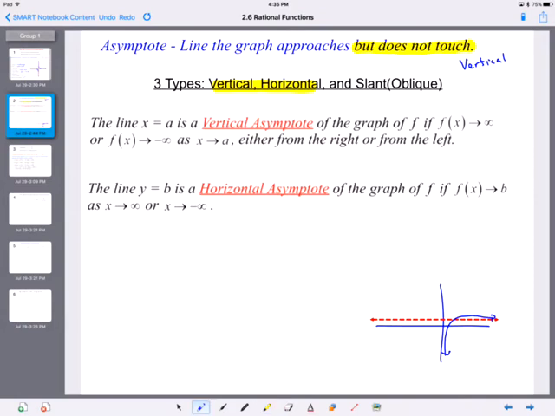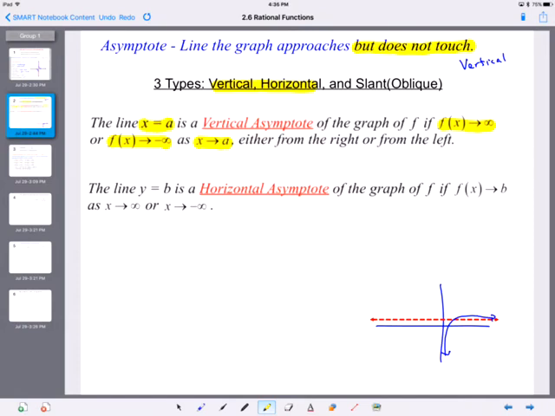So a vertical asymptote is a line x equals a. x equals a is a vertical asymptote of the graph of f if f of x approaches infinity, or negative infinity, as x approaches some value a, either from the right or from the left side. As y gets really large or really small, the x value is going to approach this value of a, which is your vertical asymptote. So you would write x equals a as your vertical asymptote.